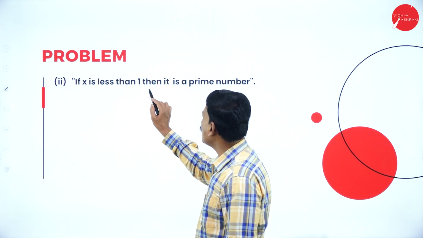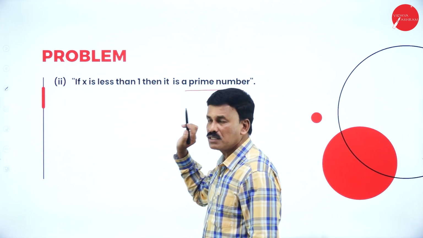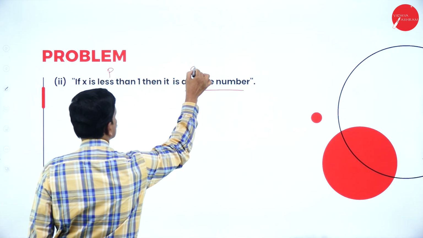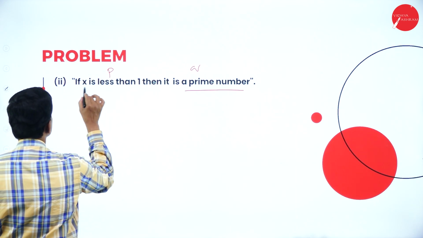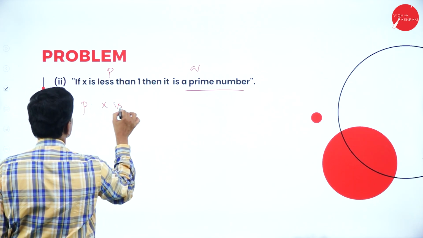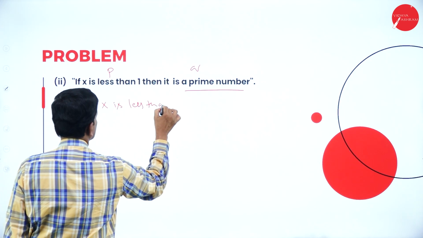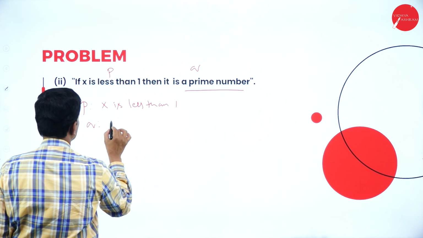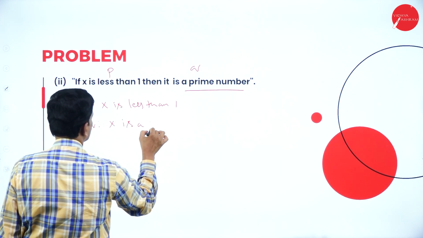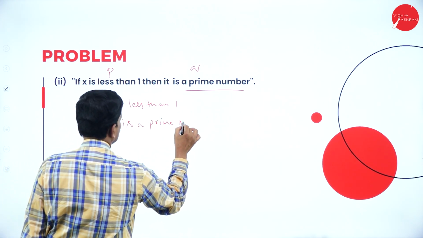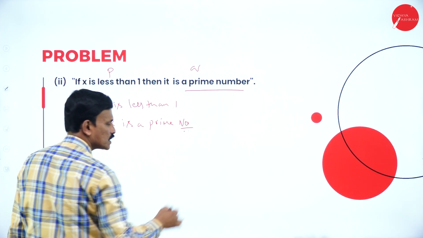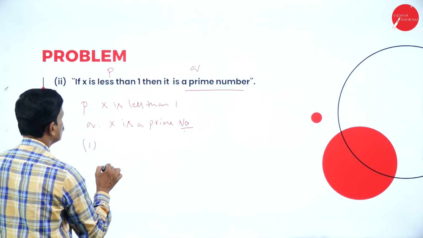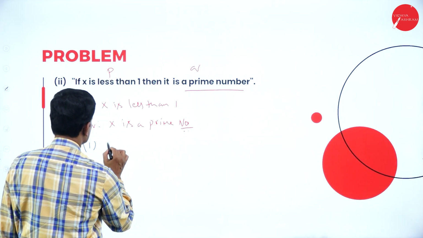If x is less than 1, then it is a prime number. So we have to write the converse, inverse, and contrapositive. This is P and this is Q. What is P here? P is if x is less than 1. What is Q? Q is then it is a prime number, means x is a prime number. So we have to write the converse, inverse, and the contrapositive. First one is the converse.